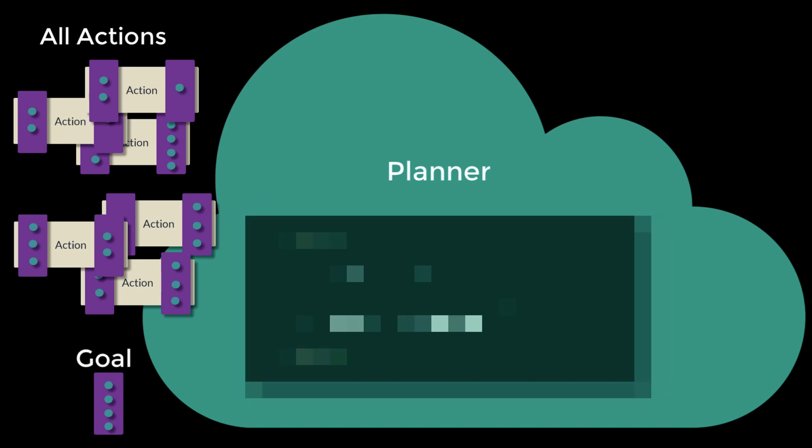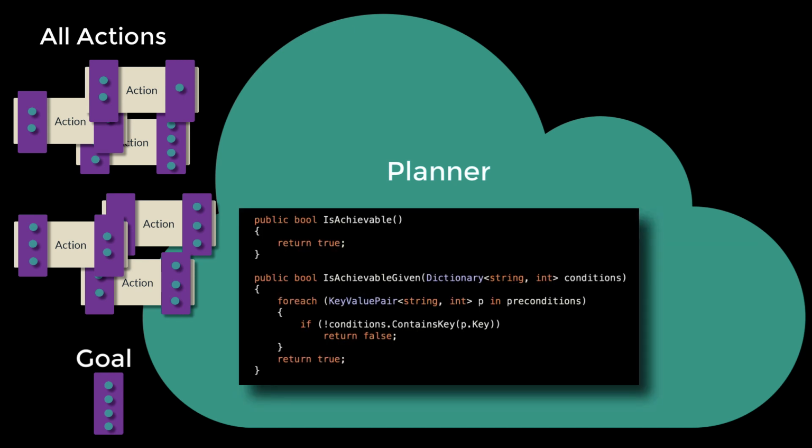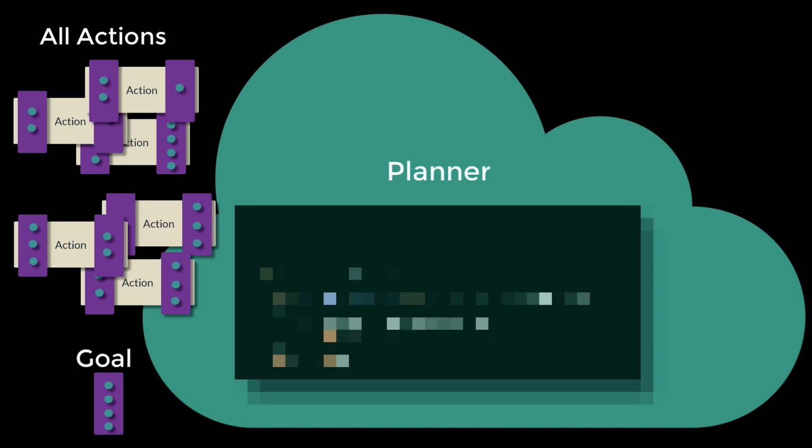Remember that little is achievable method we wrote for the actions that always returns true? Well, this is the test for that. Now, if you needed to put some other logic into that method that would have an action rejected by the planner before planning even takes place, then this is where you would put it. But we're just working on the principle that all actions are going to be achievable.